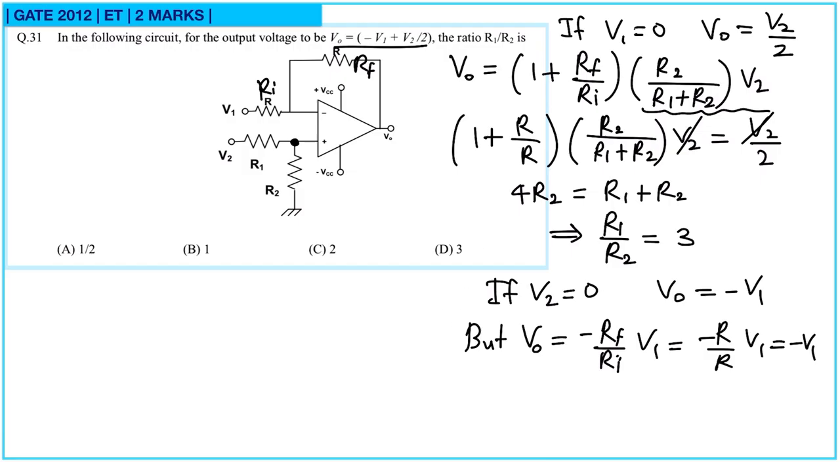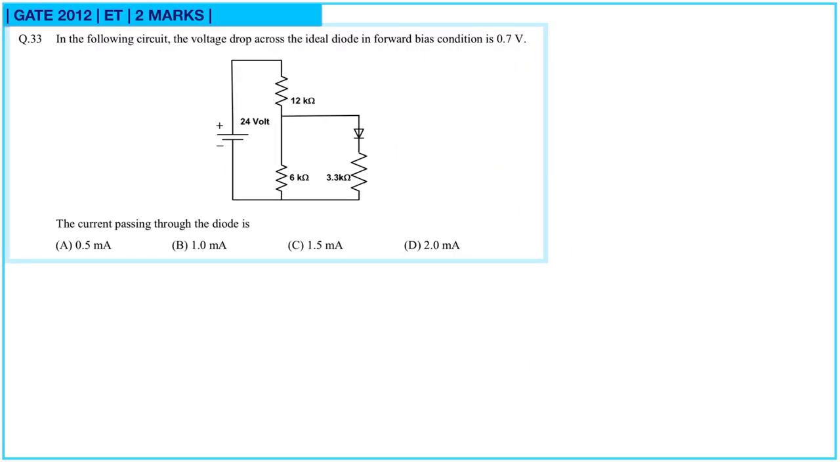So it is satisfying both the conditions, and we have obtained R1 by R2 is equal to D. So option D is correct for this question. Then question number 33. In the following circuit, the voltage drop across the ideal diode in forward bias is 0.7 volt. So its voltage is 0.7 volt. The current passing through the diode is.